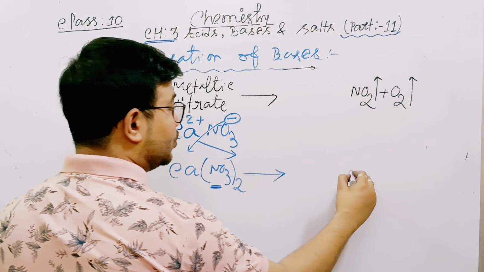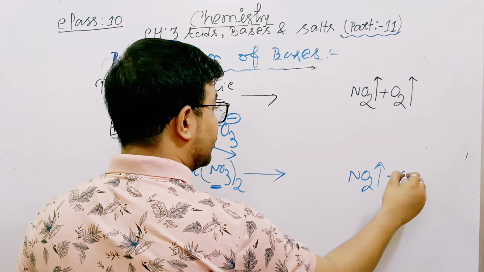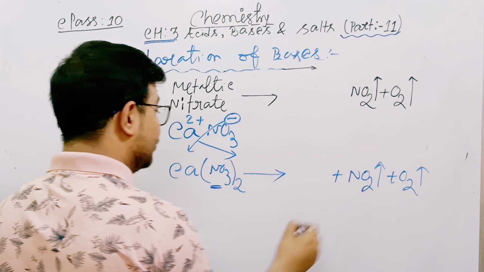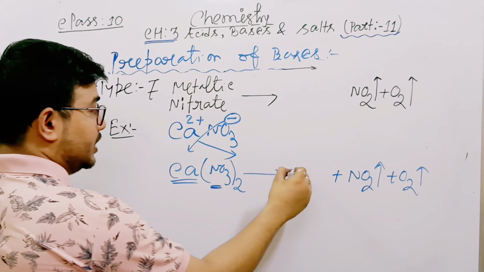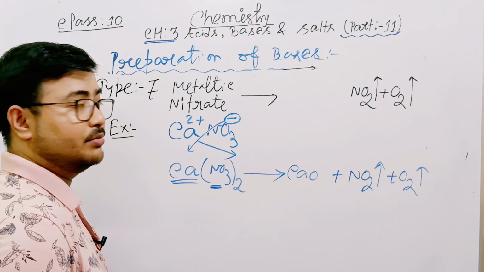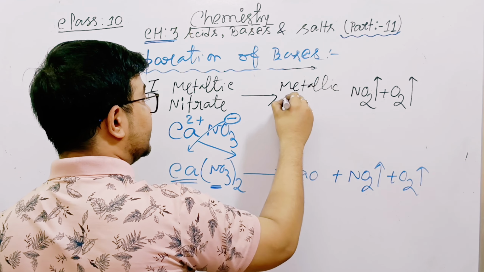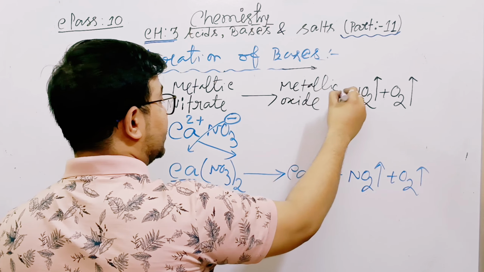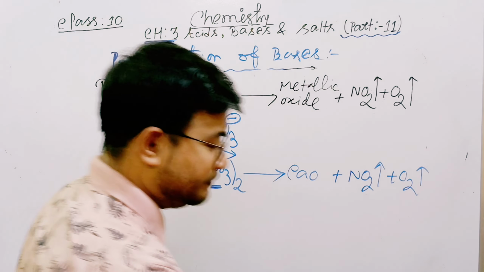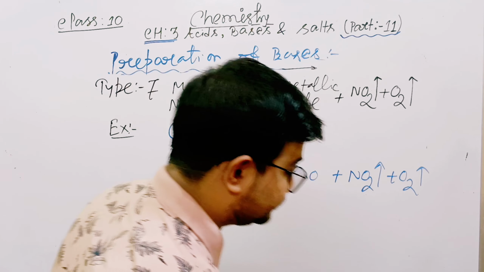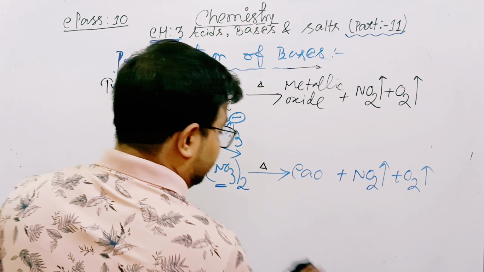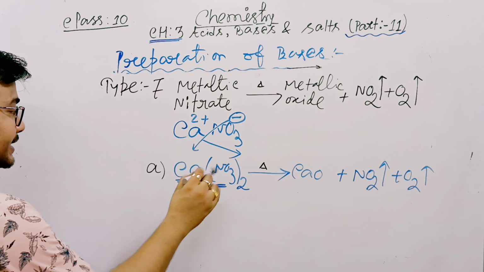Since nitrate is here, your two common answers are NO2 and oxygen. Along with calcium metal, calcium oxide will form. So here your answer is metallic oxide. Do you understand the concept of metallic oxide? Okay. Now later you can balance this equation.